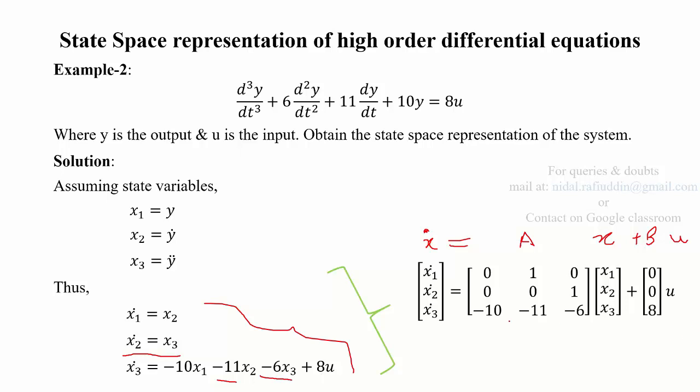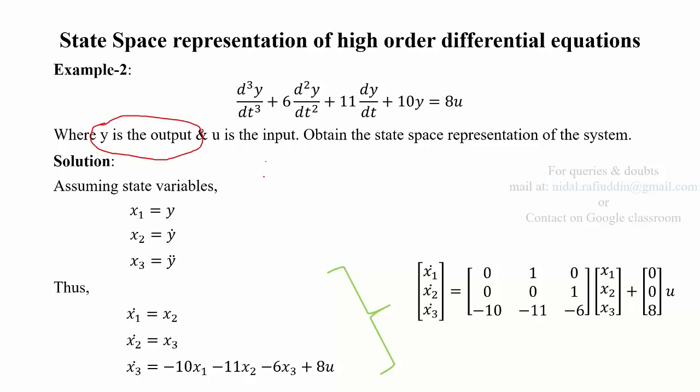So likewise, after obtaining the state equation, you are required to obtain the output equation. In this case, you have output as y. So y is the output, which means that you are going to express the output equation in terms of Cx plus Du. And we already have identified x. X is what? The matrix of x1, x2, x3, and u is the input.